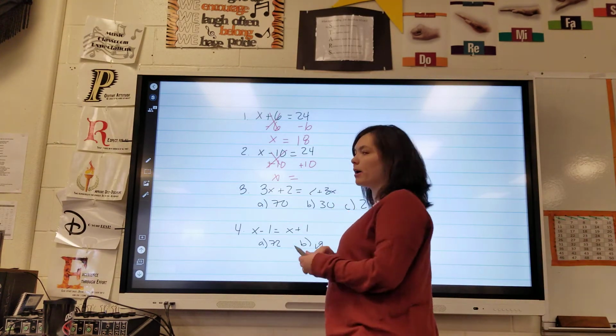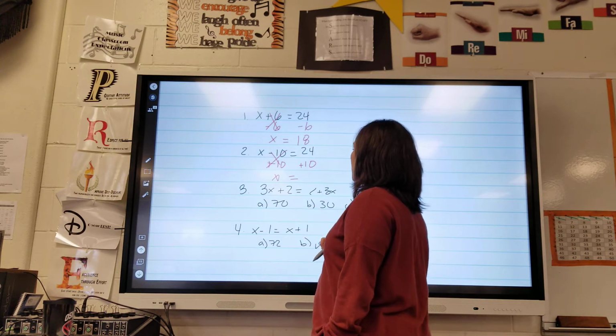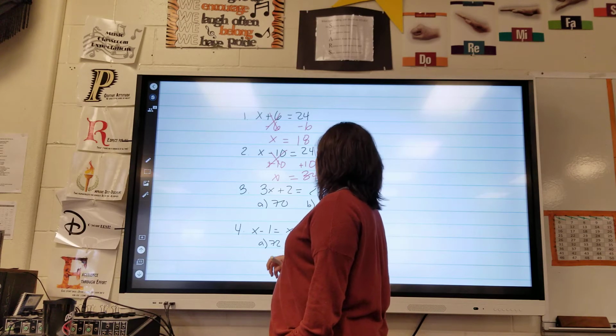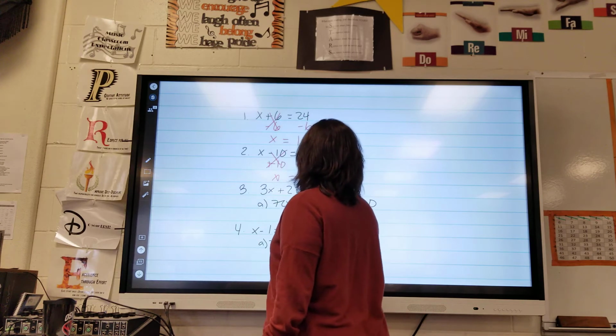Good thing I wrote my work out. See why it's good to write those in. Now I can change it to 34, which is the correct answer. I'm going to go back to my black now because I messed up this 2 here.